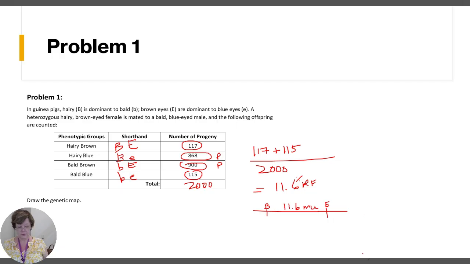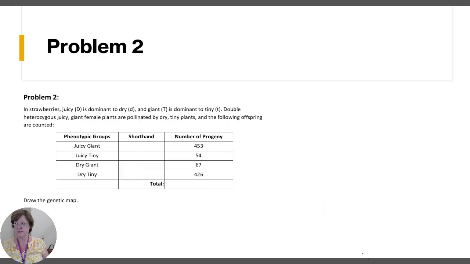Okay. So on the next one, if you want to freeze the video and solve it yourself and then watch me work it out real quick and see if you get the same answer, I think that's a good way to go. So this is it. In strawberries, juicy is dominant to dry, giant is dominant to tiny. Double heterozygous juicy giant females are pollinated by dry, tiny males, and the following offspring are counted.